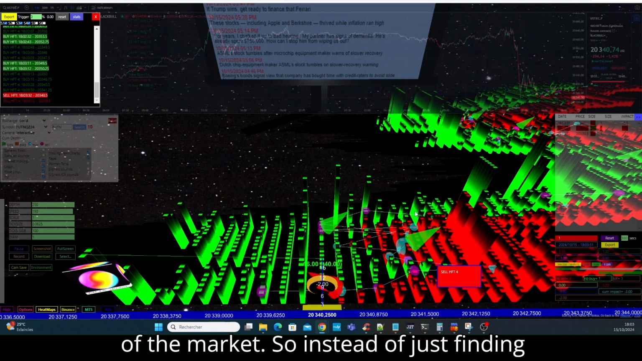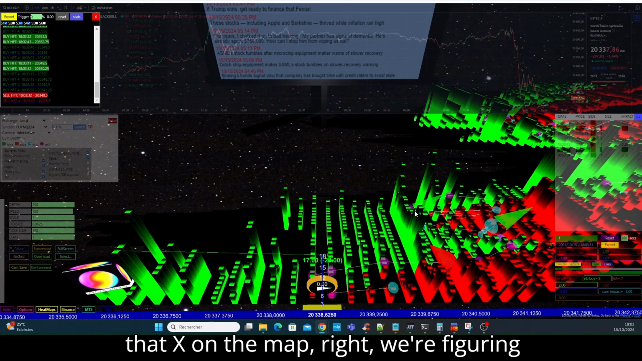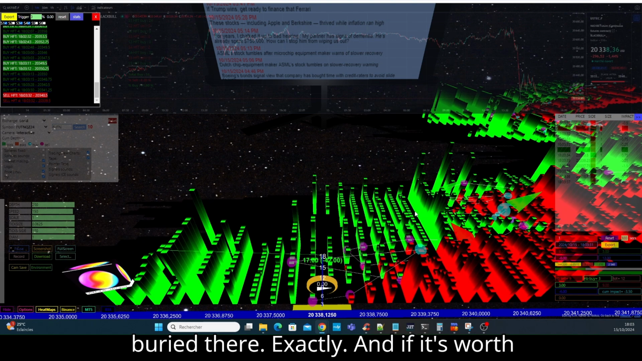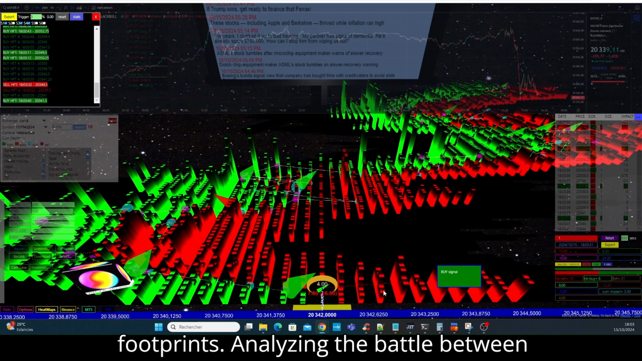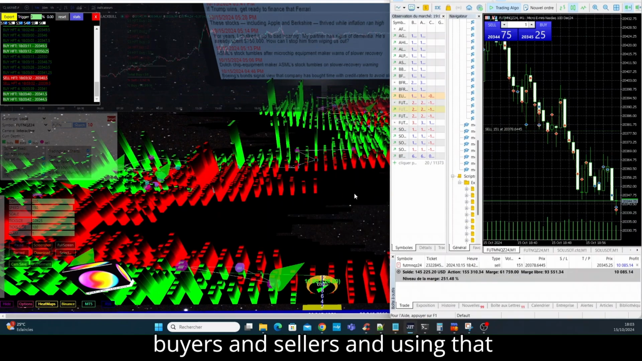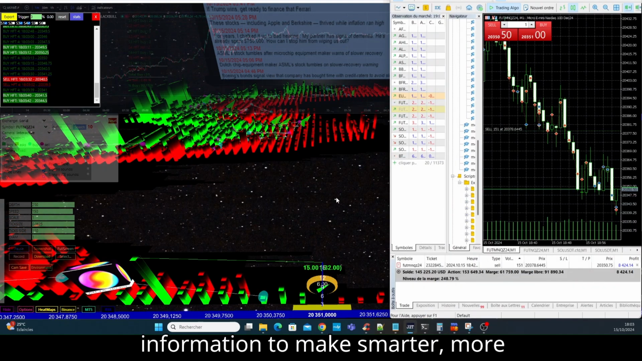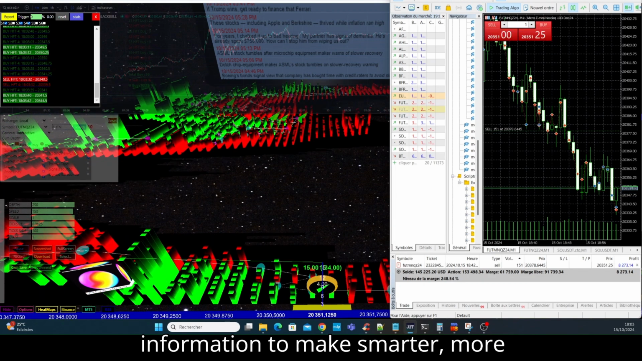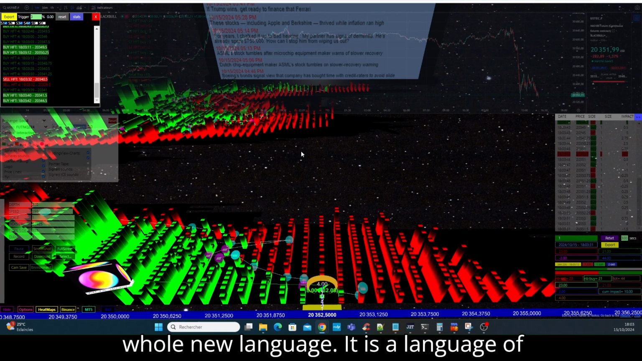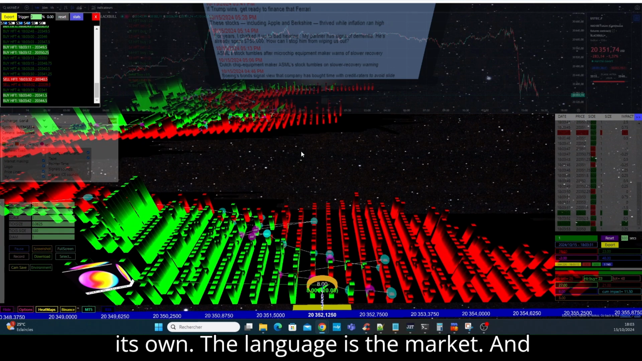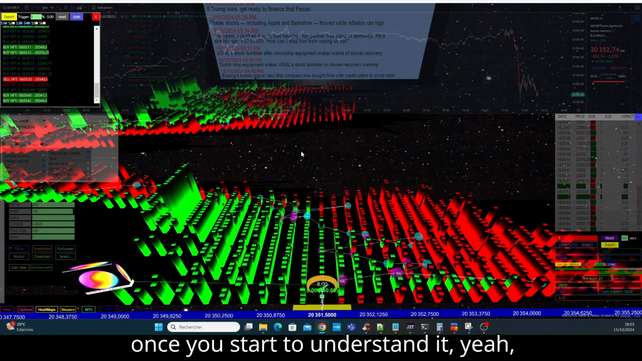So instead of just finding that X on the map, we're figuring out if there's actually any treasure buried there. Exactly. And if it's worth digging for. We're reading those footprints, analyzing the battle between buyers and sellers, and using that information to make smarter, more informed trading decisions. This has been eye-opening. I feel like I've learned a whole new language. It is a language of its own. The language of the market. And once you start to understand it, the possibilities are endless.